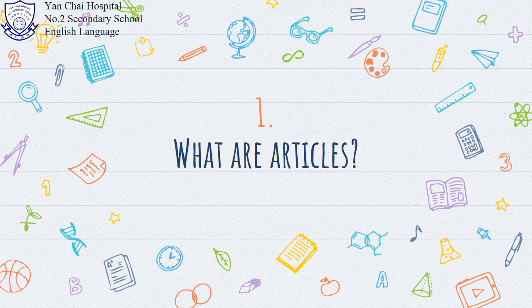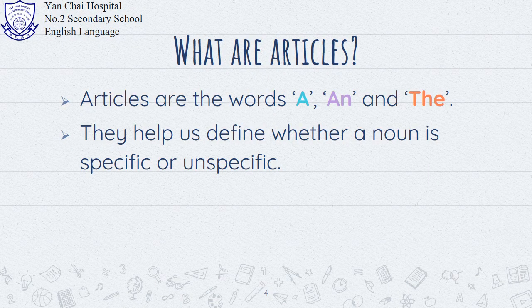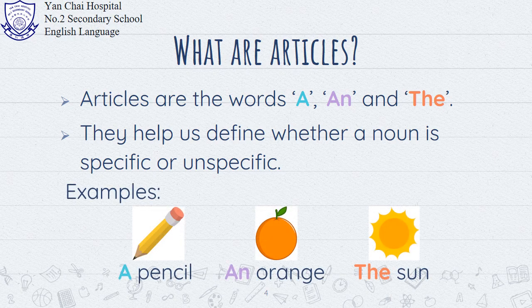Part 1. What are articles? Articles are the words a, an, and the. They help us define whether a noun is specific or unspecific. Examples: a pencil, an orange, the sun.